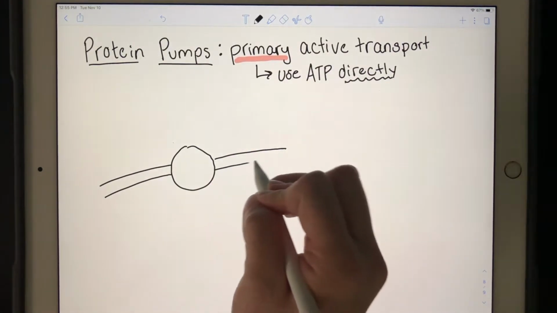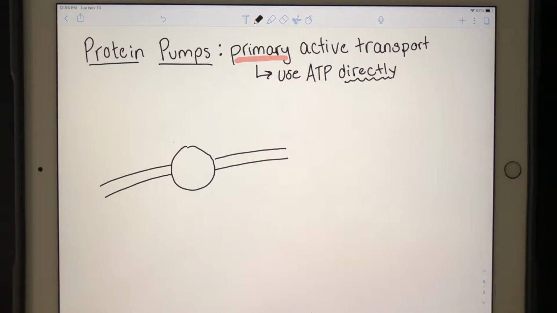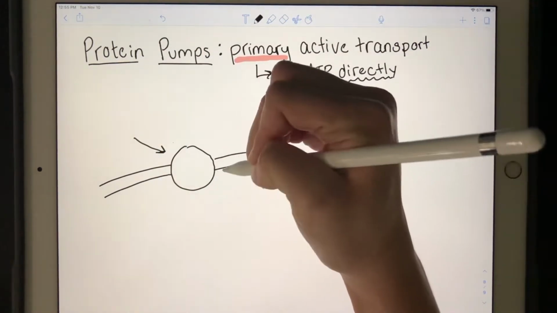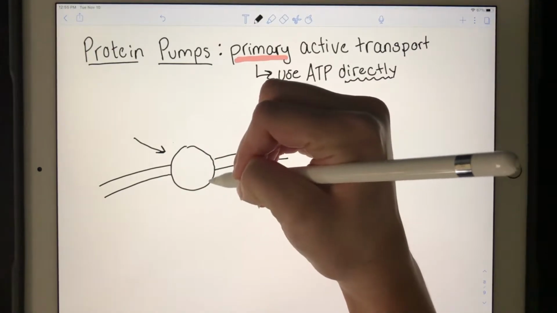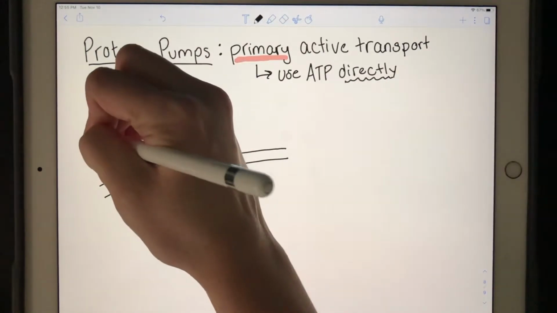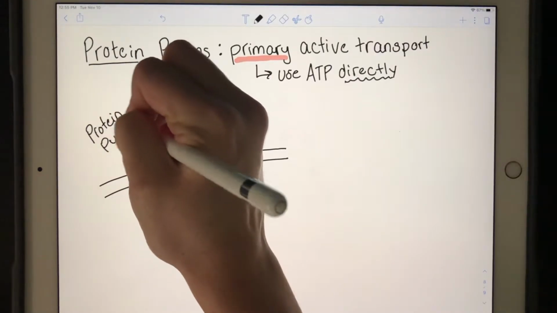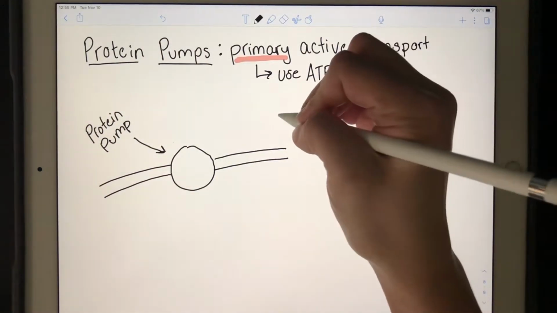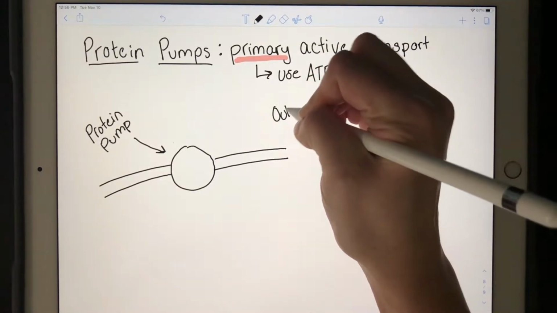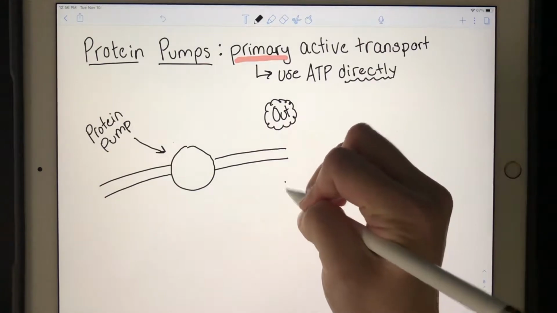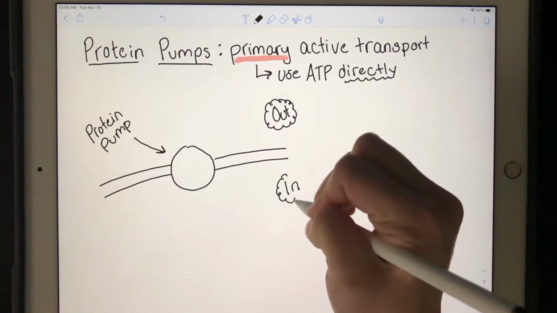So I made a simplified version of the membrane here. This circle inside of the membrane, that is our protein pump. It is a protein that stretches across the membrane. And I'm going to say that this top space is outside of the cell, and this bottom space is inside the cell.